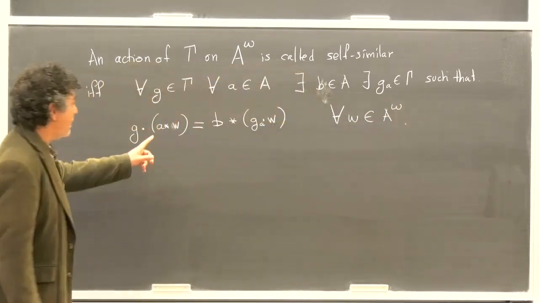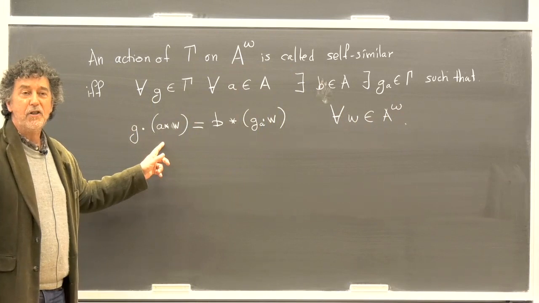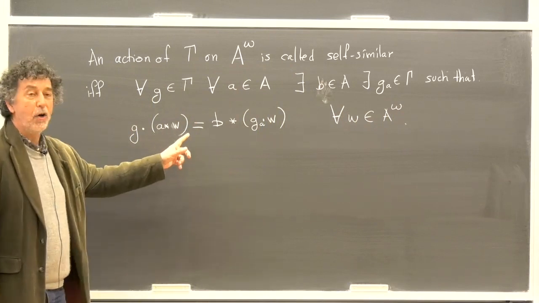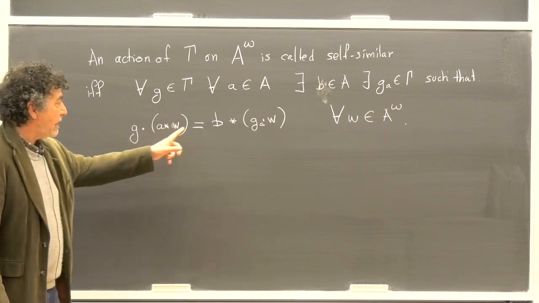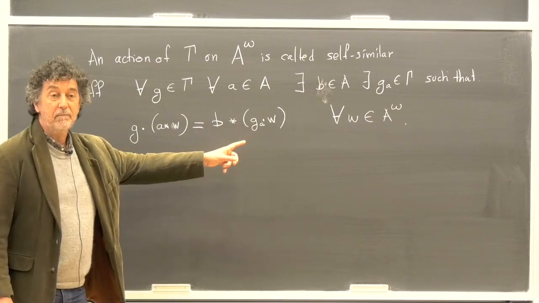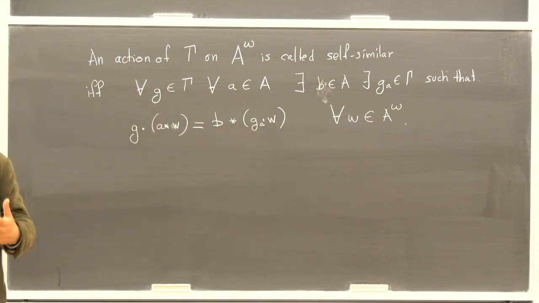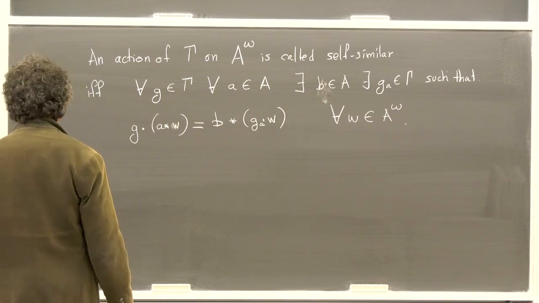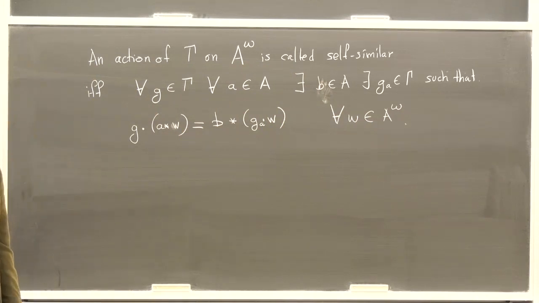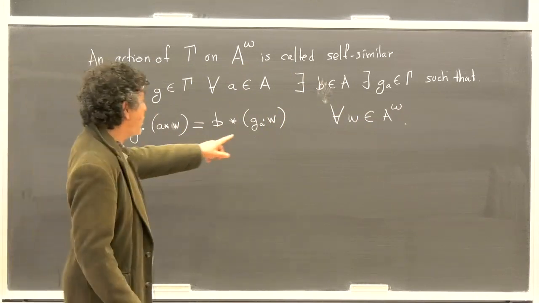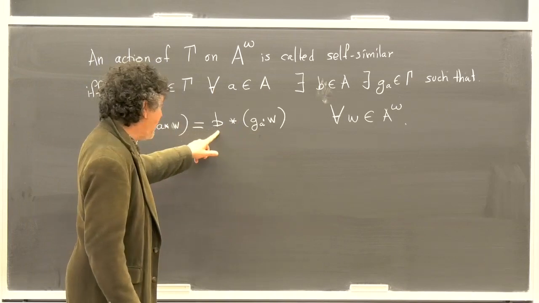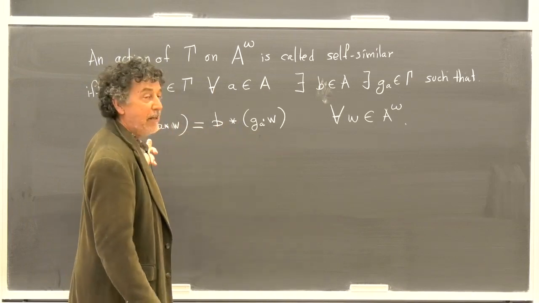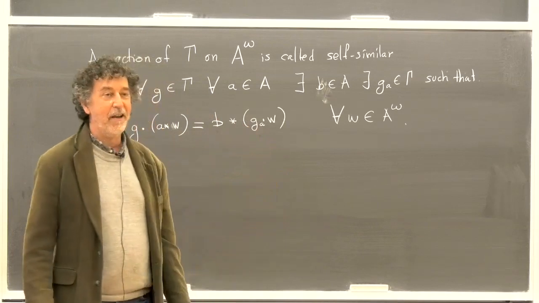So what's the meaning of this? This is a concatenation product. You take an infinite word and you put a in front of it. And the dot here means the action. Okay, so this is the definition of a self-similar action. And b depends on a, and g_a depends on a. Yes, b depends on a and g, and g_a depends on a.